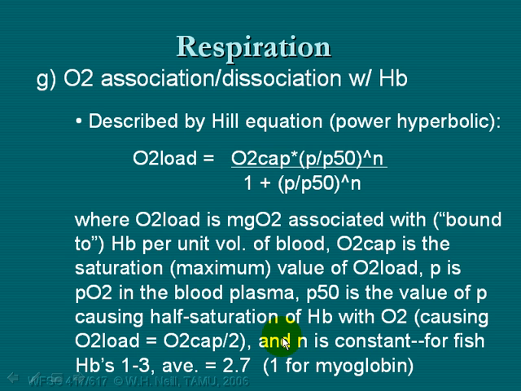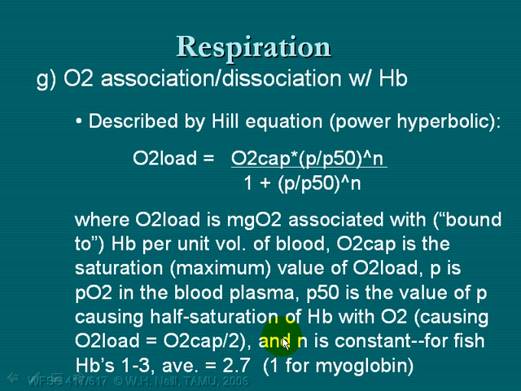N is a constant, or maybe a constant. Most people treat it as a constant, which has a value in the range of 1 to 3 for fish, and the average value tends to be up to 2.7 for fish hemoglobins. It's 1 for the muscle form of the pigment, which is called myoglobin, and hemoglobin has 4 of these heme units.